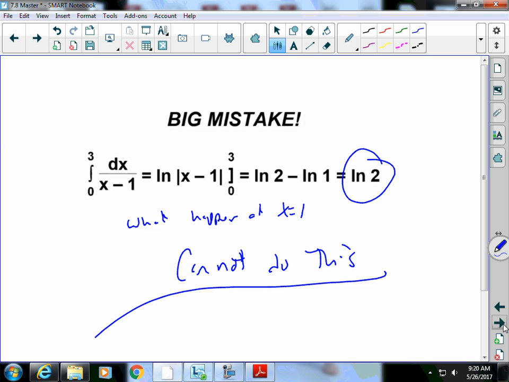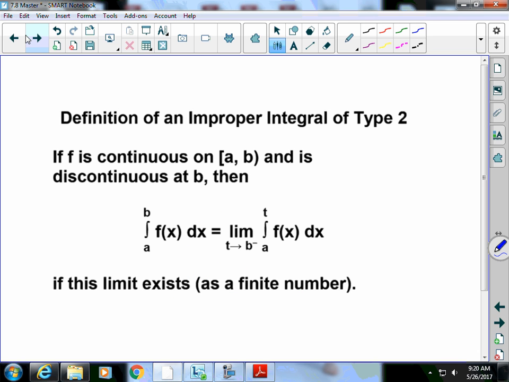We have to break it apart. Remember, we were breaking apart the other ones. When we're going to infinity, we broke it apart. Well, we have to break it apart where there's a discontinuity. So it says this is the definition of an improper integral of type 2. Because if f is continuous on the interval a through b and is discontinuous at b, then we have this.